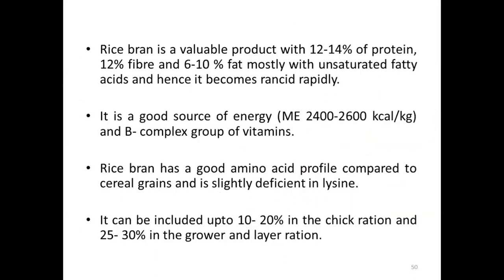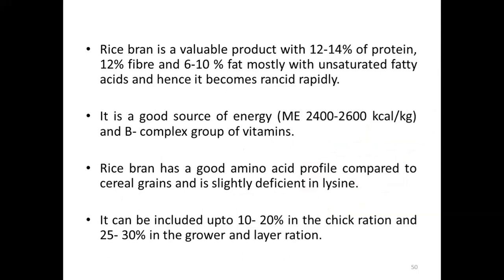Rice bran is a valuable product with 12 to 14% protein, 12% fiber, and 6 to 10% fat, which is mostly unsaturated fat, hence it becomes rancid fast. It is a good source of energy, around 2,400 to 2,600 kilocalories per kg, and a good source of B-complex group of vitamins. Rice bran has a good amino acid profile compared to cereal grains and is slightly deficient in lysine.